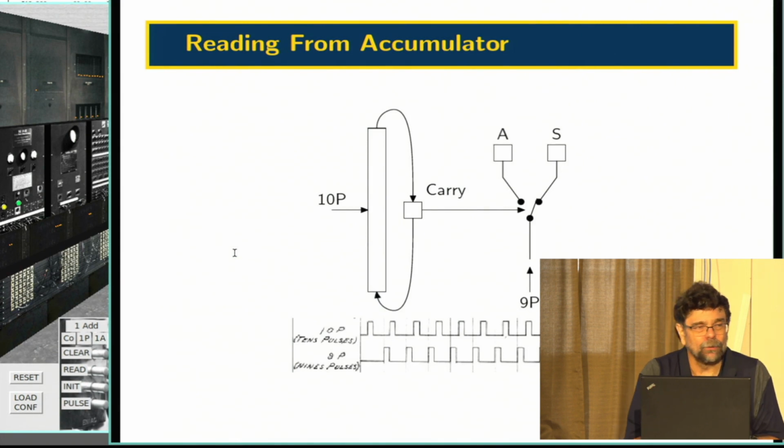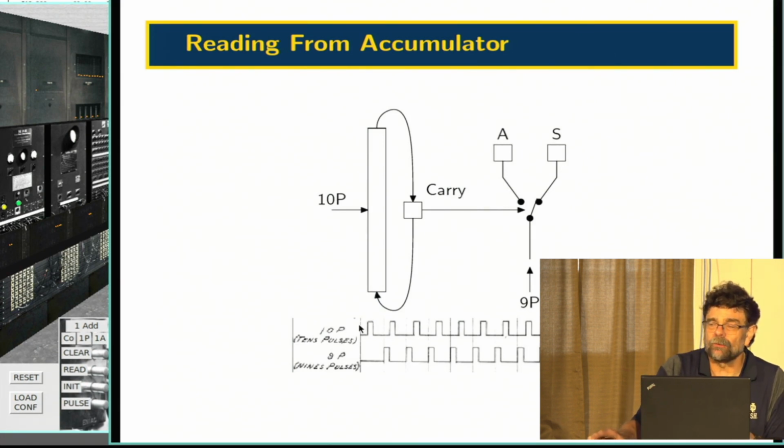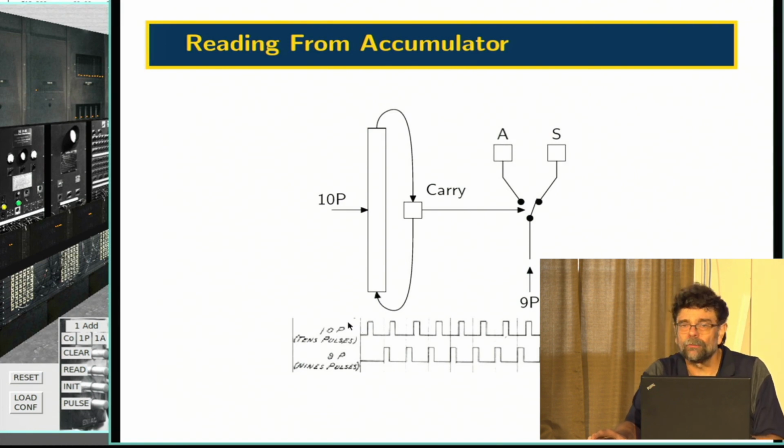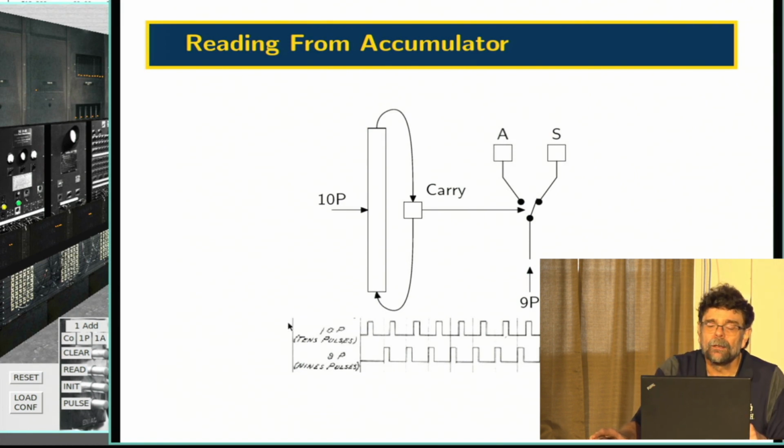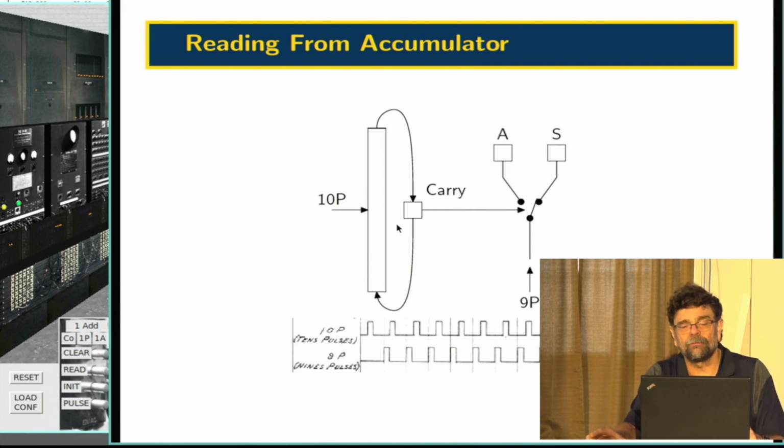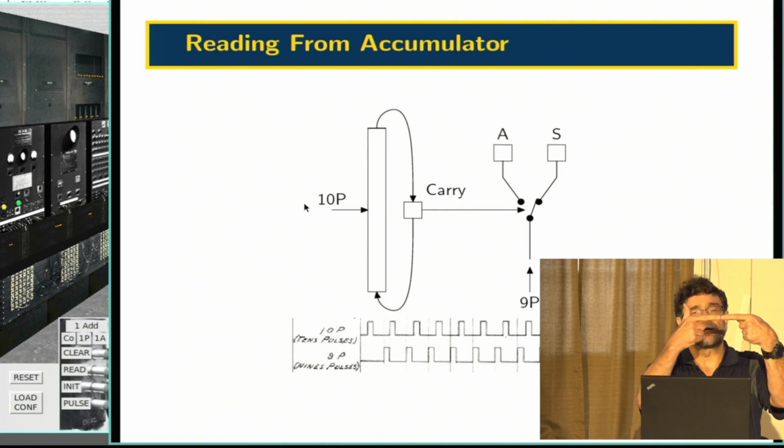So here's how you read it from the accumulator. It's really kind of clever. So I said there was a trail of 10 pulses and one of 9. So the 10 pulses get fed into the accumulator we're reading from. Now, if you think about it, for any digit, if I get 10 pulses, I'm going to go around back to where I started. Somewhere in that process, I'm going to go from 9 to 0, at which point I set the carry.